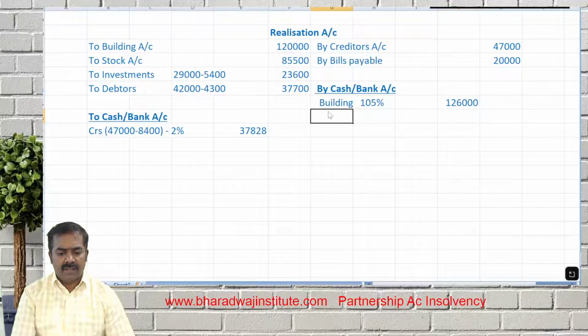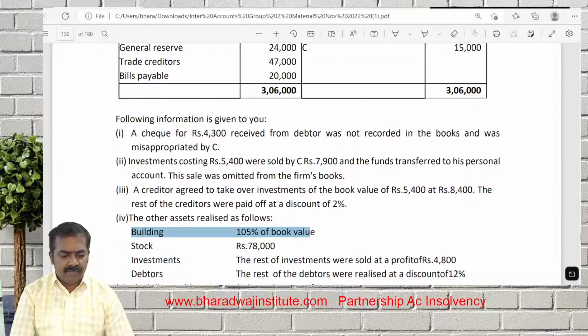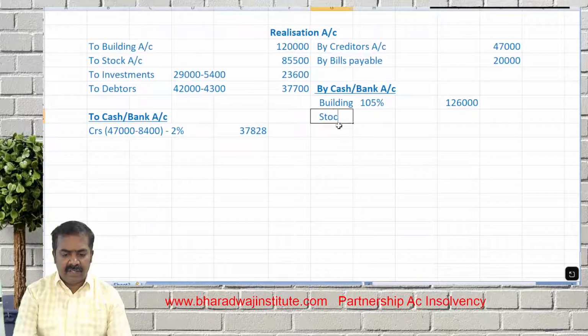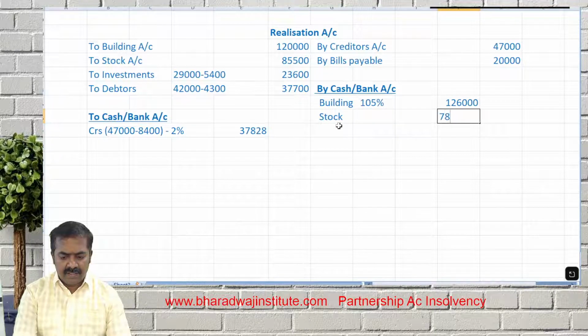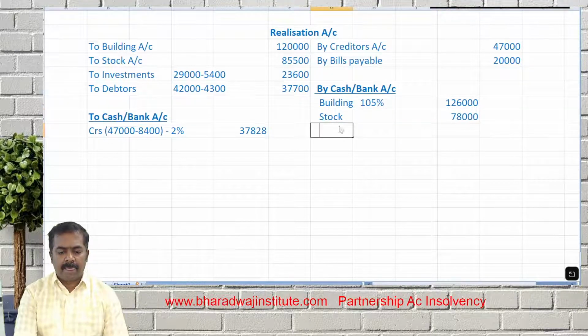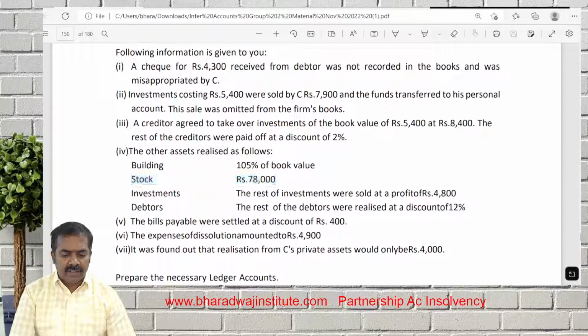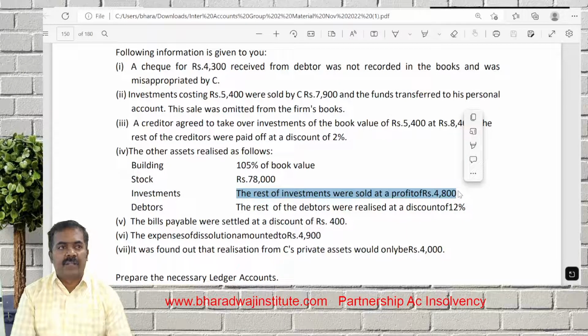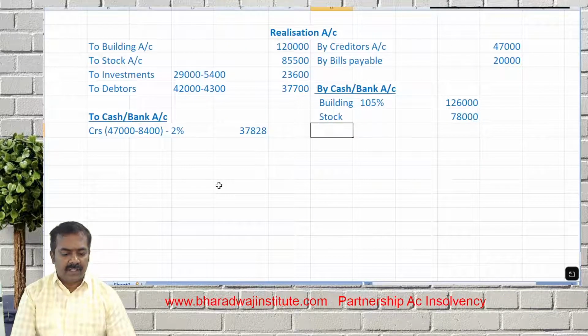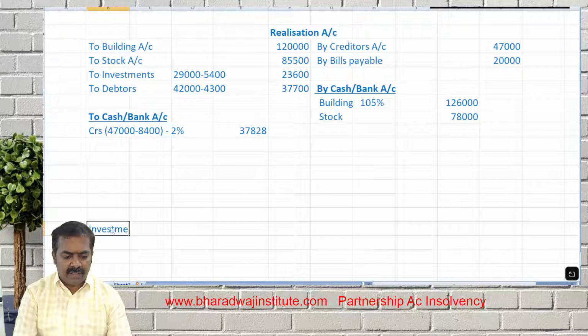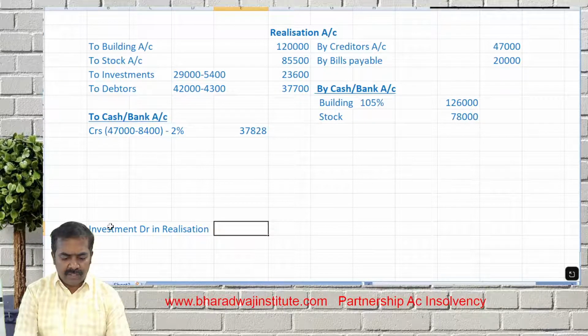Then, what is the next one given? Stock realized how much? 78,000. Stock realized 78,000. What is the next one? The remaining investments were sold at a profit of 4,800. Wait. What is the investment debited in realization? What is the investment debited in realization? 23,600.